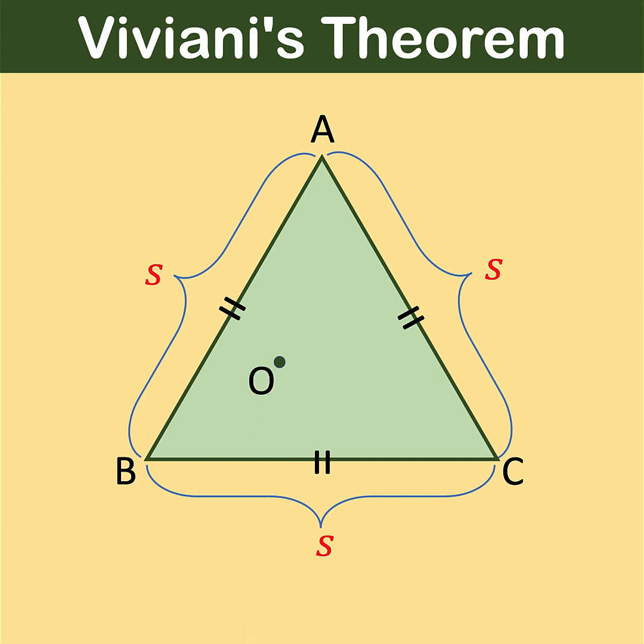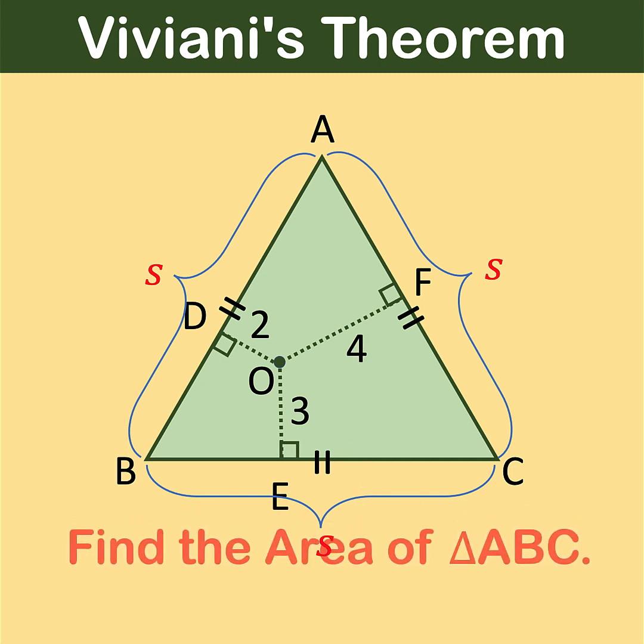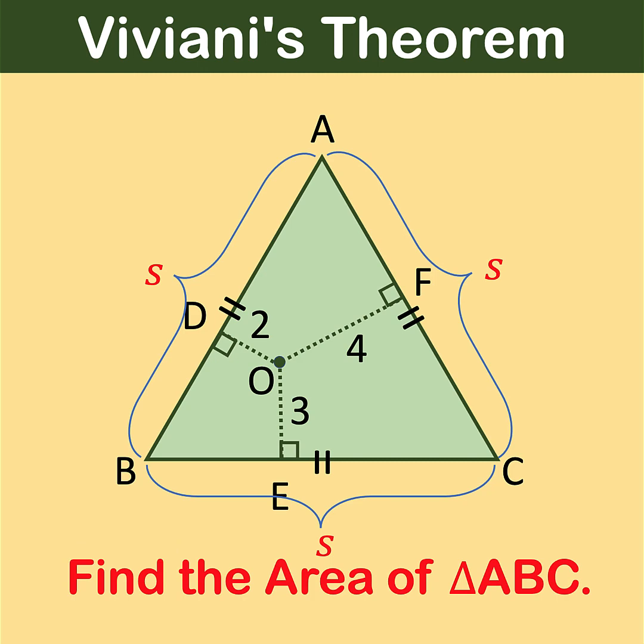Then from point O, let's construct line segment OD that is perpendicular to side AB, representing the distance of point O to side AB, and repeat the process for the other two sides of this triangle. It is given that the distance OD is 2 units, the distance OE is 3 units, and distance OF is 4 units. We would like to find the area of triangle ABC. You can pause the video and see if you can solve this math problem.